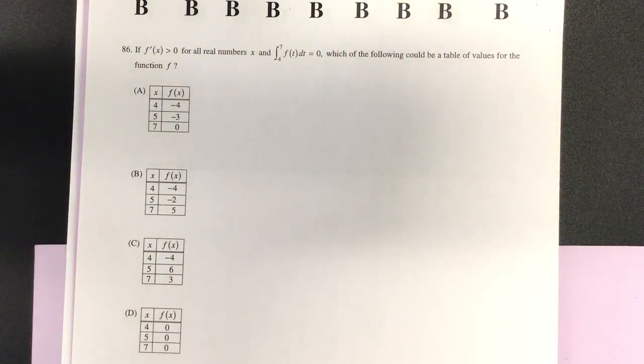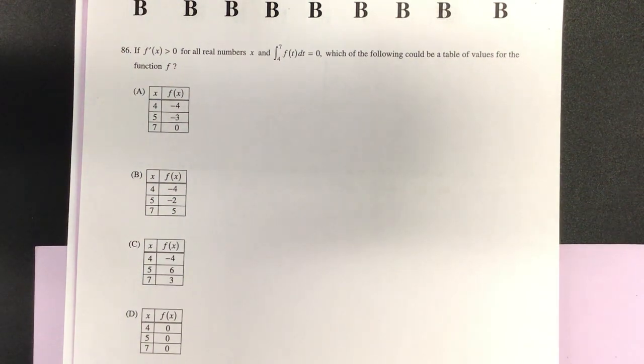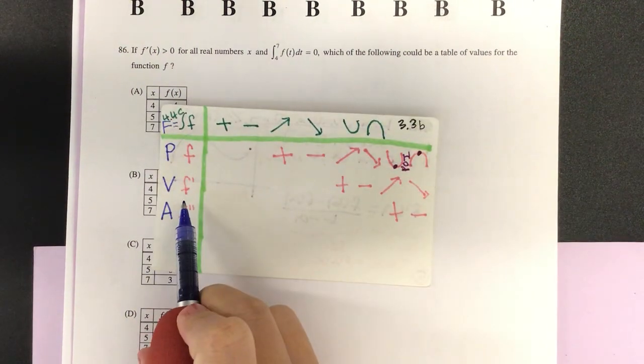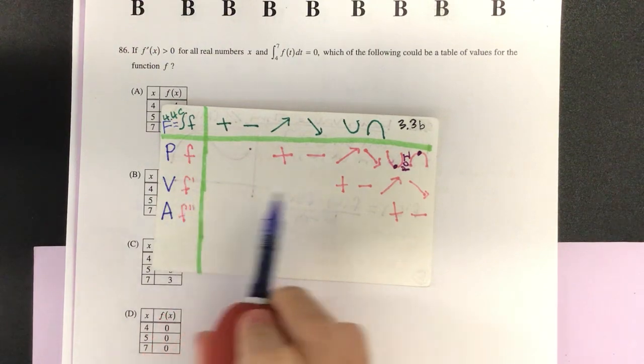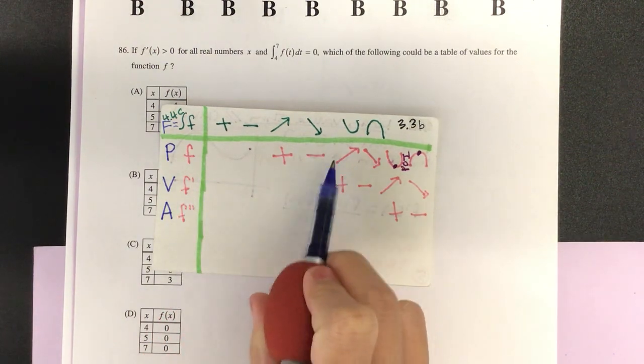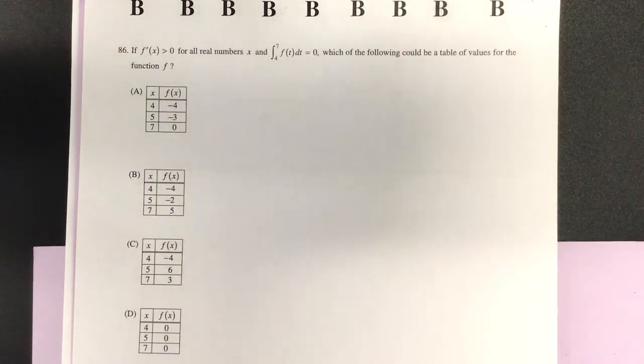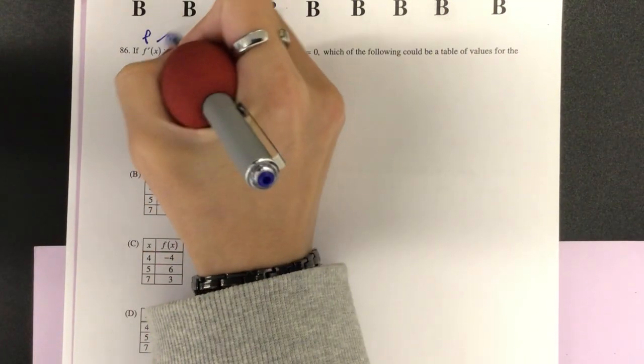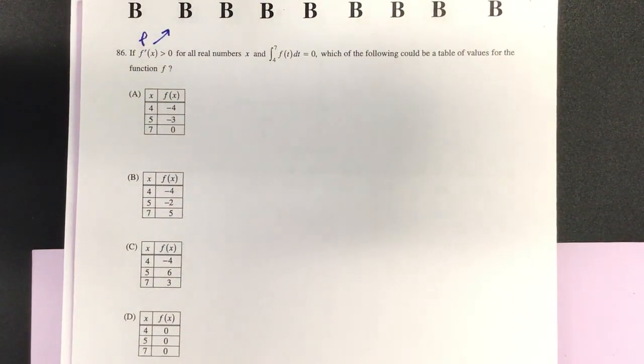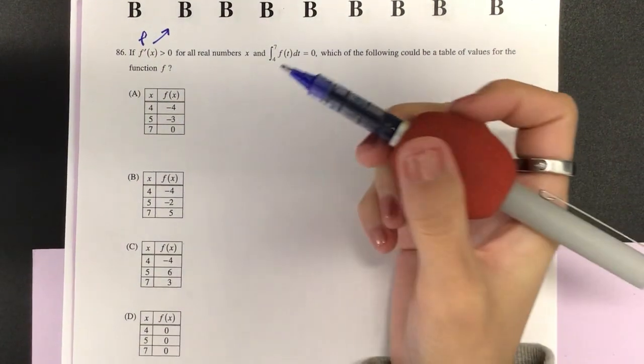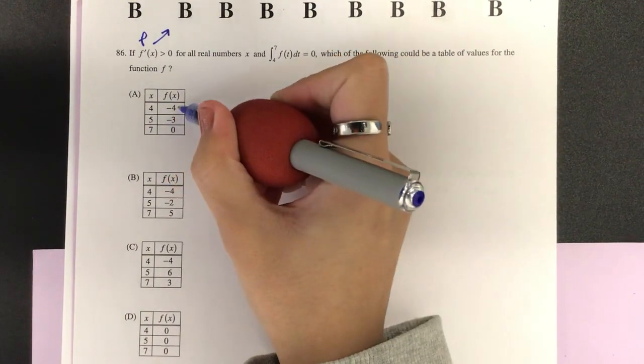7 f of t dt equals 0, which of the following could be a table of values for the function f? So if f prime is positive, so here's my PVA card. If f prime is positive, the graph is strictly doing what? Increasing. So we know the graph is increasing. So let's start off with that one. If the graph is increasing, as my x is going up, my y must go up.